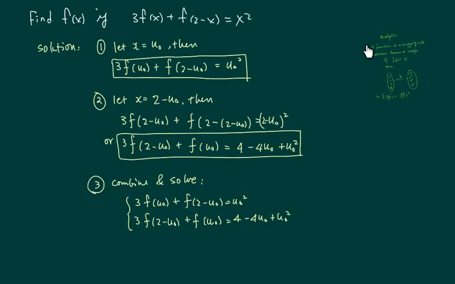Based on the analysis of what a function is, it's 3 times this function evaluated at u0, plus 2 minus u0. Again, x is replaced by u0. And since it's x squared on this side, it's u0 squared.